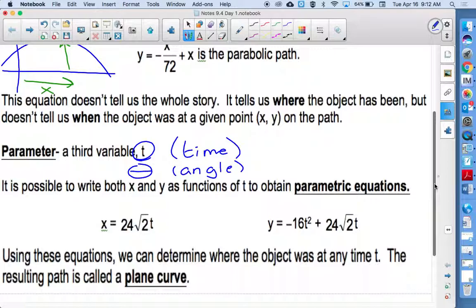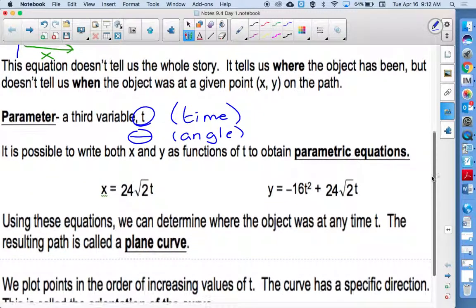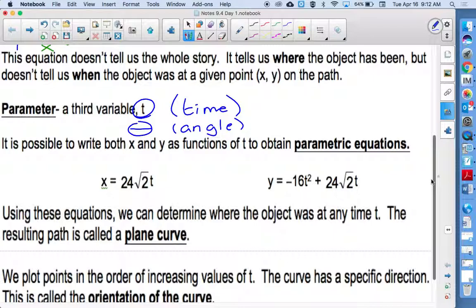It says it is possible to write both equations, x and y, as functions of t to obtain parametric equations, and it's pluralized. So we actually will now have 2 equations for every graph that we look at. You'll have an equation for x, and that equation will be defined with the variable t.